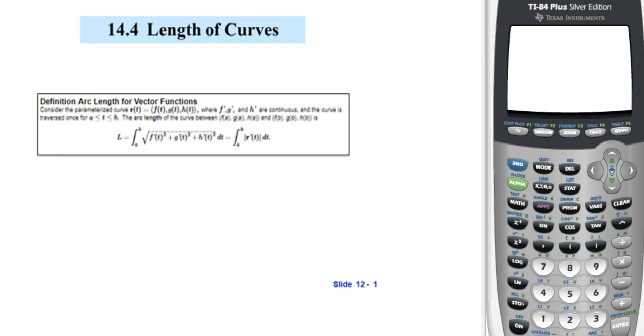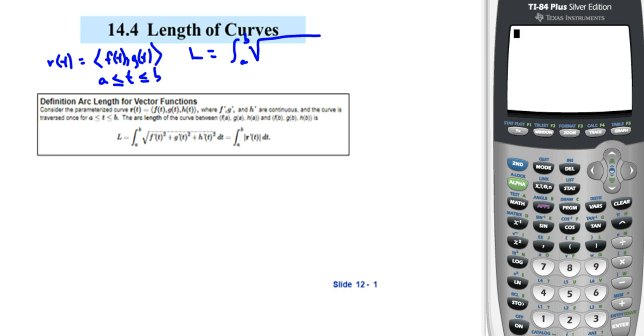Okay, back in chapter 12 in Cal 2, you learned that if you had a two-dimensional vector function, r of t equals f of t, g of t, that the length of the arc from a to b, where t values are a to b, was the integral from a to b of the square root of f prime of t squared plus g prime of t squared.